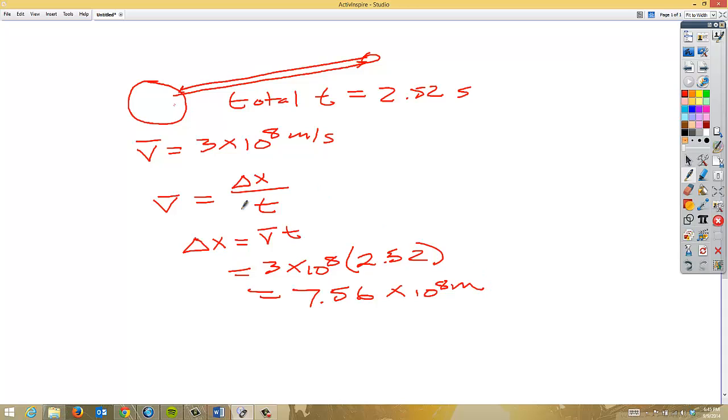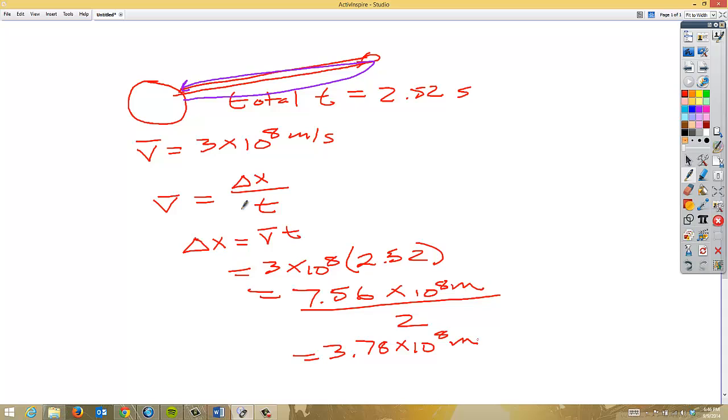Now that would be for the entire trip. That would go starting at the Earth, come all the way to the moon, and then be shot all the way back. We only want half of this. So to fix this number so that it's actually what we want, we need to divide it by 2. We're going to take 7.56 times 10 to the 8th and divide that by 2, and you end up with 3.78 times 10 to the 8th meters.